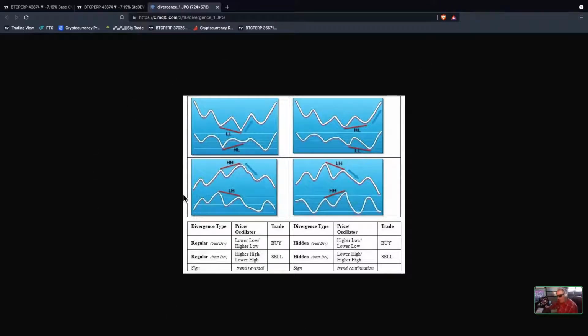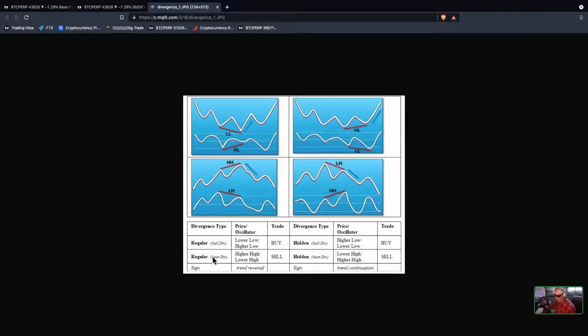Okay, so there's two types of divergences that I trade. There's regular divergence and there's hidden divergence. Regular divergence is trend reversals. Hidden divergence is trend continuations. Take, for instance, regular bull divergence. When you have a regular bull div, you have a lower low on price action, as you can see on the chart here, and you have a higher low on the indicator.